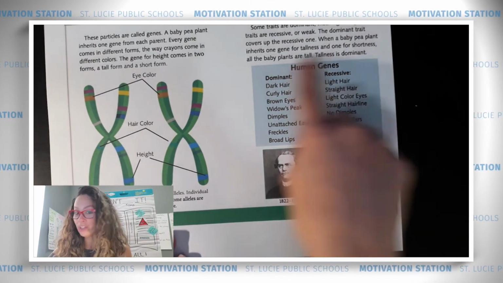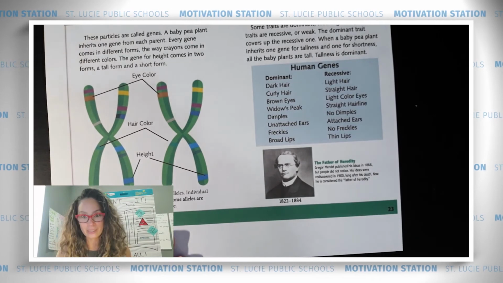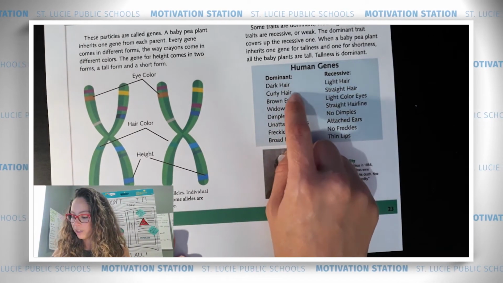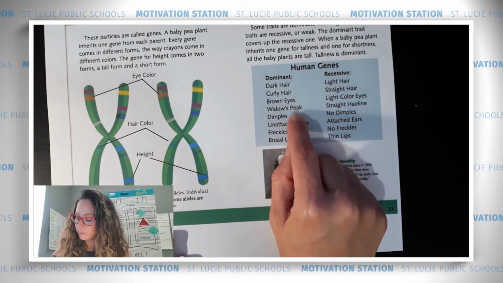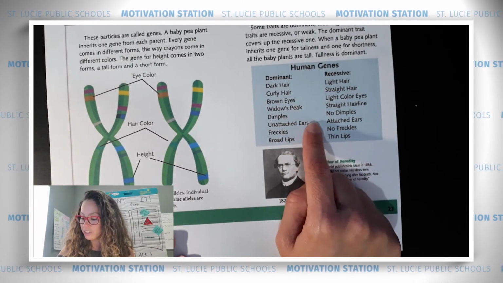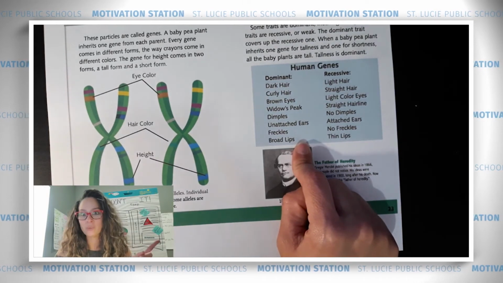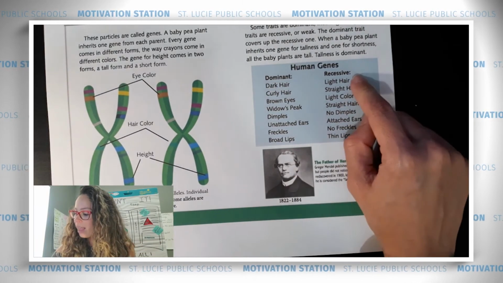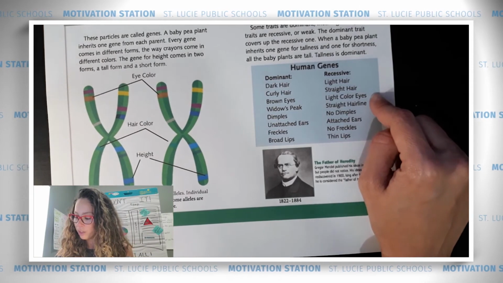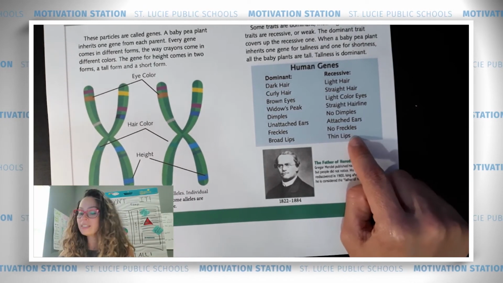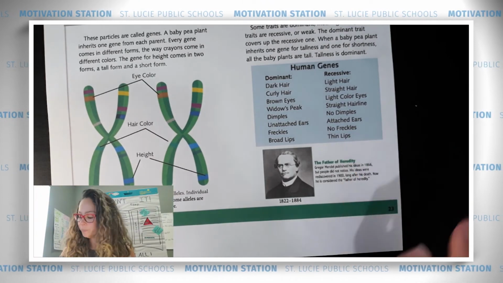Now, there is also another table here with a list, so let's look at it. Human genes. Dominant: dark hair, curly hair, brown eyes, widow's peak, dimples, unattached ears, freckles, and broad lips. Recessive genes, which we now know is weak: light hair, straight hair, light color eyes, straight lines, no dimples, attached ears, no freckles, and thin lips.